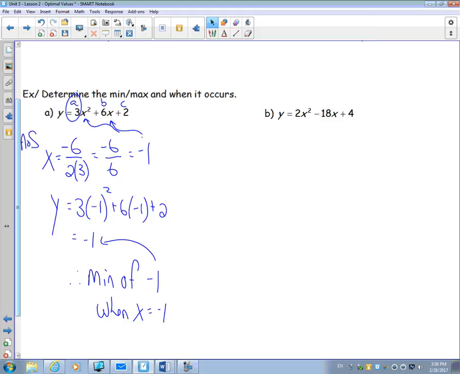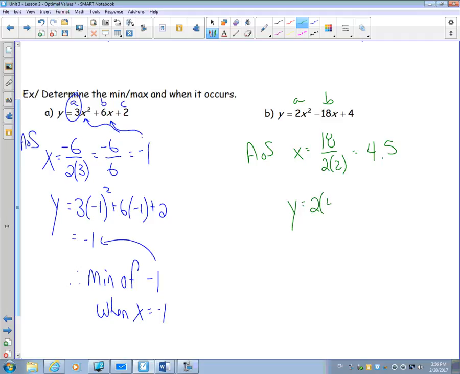And you guys can try this one just to make sure. Axis of symmetry, x equals negative b. B is negative, so I can make it positive now. 2a, here's b, here's a. So 18 over 4, that's 4.5.